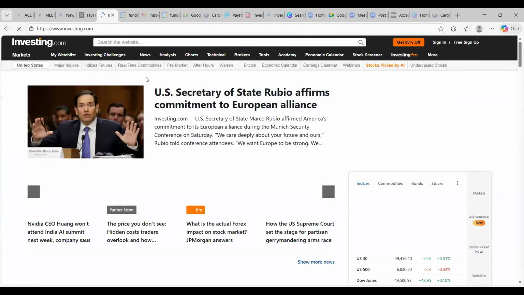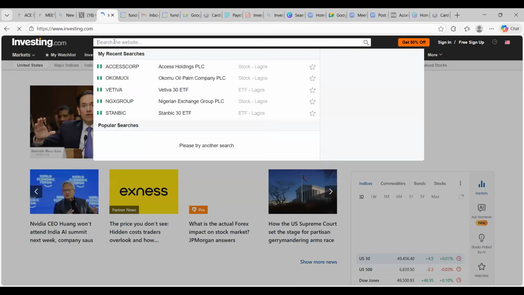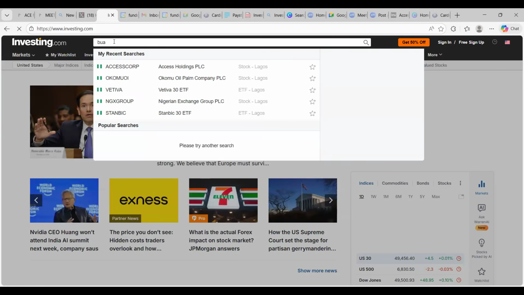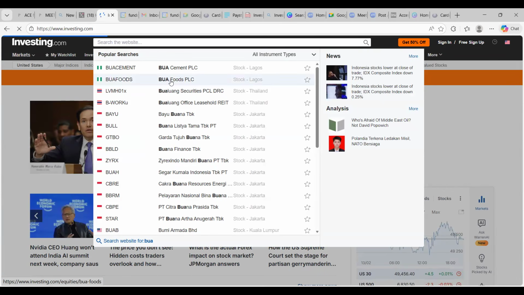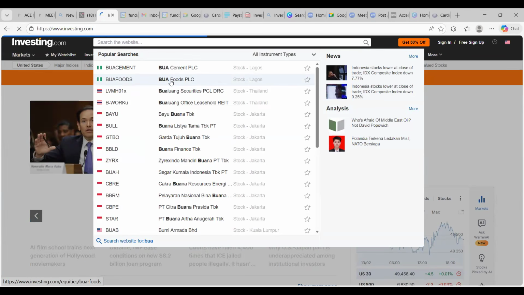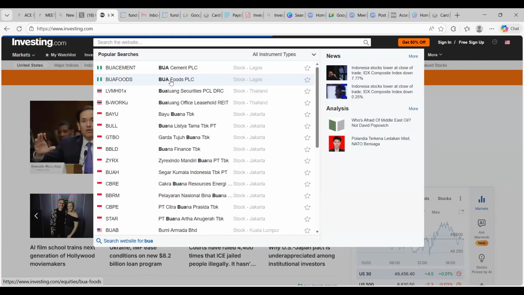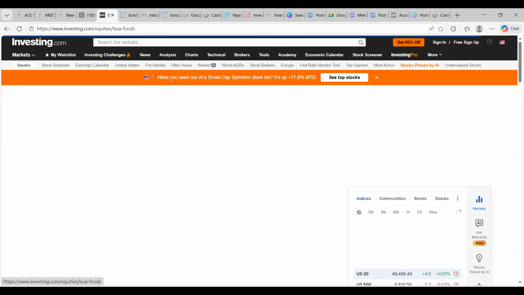Okay. So I wanted to check Boa Foods. You just put Boa Foods. That's it. So the beauty of investing.com is you can use it to check any stock as long as that stock is listed on any stock exchange globally. It's not just for Nigerian stocks. You can see all the companies that I've checked before. You can use it to check for any stock.